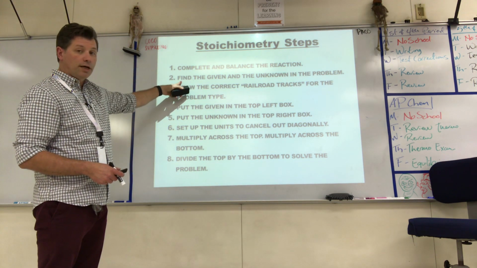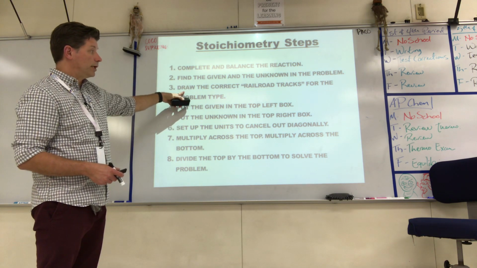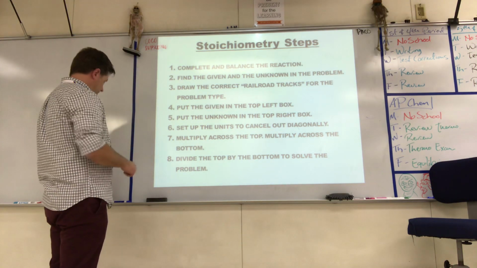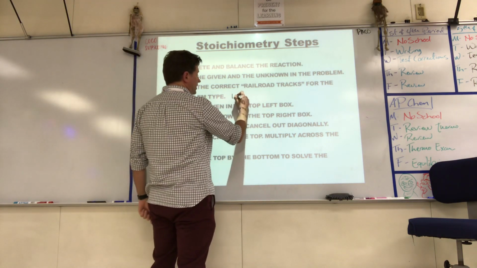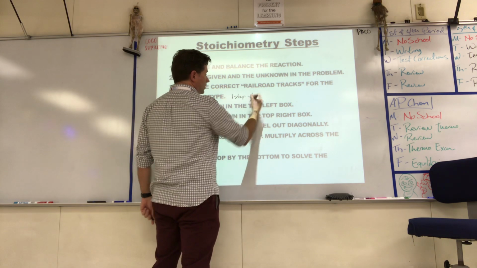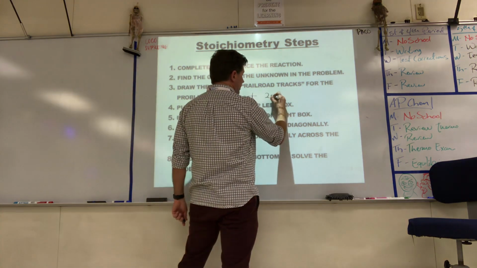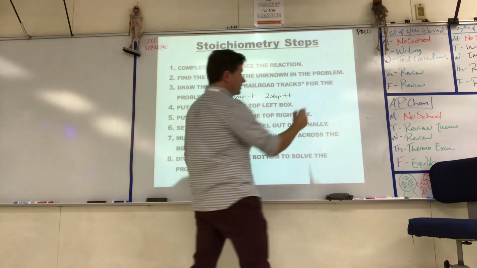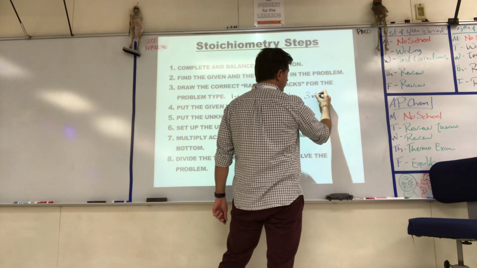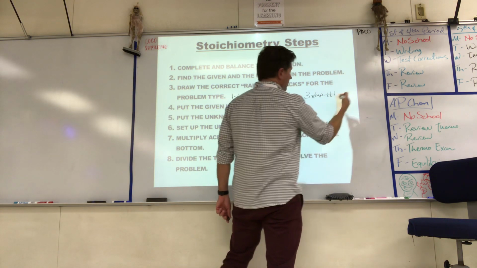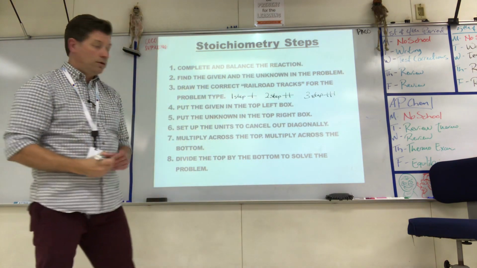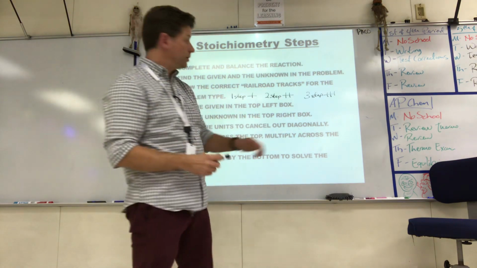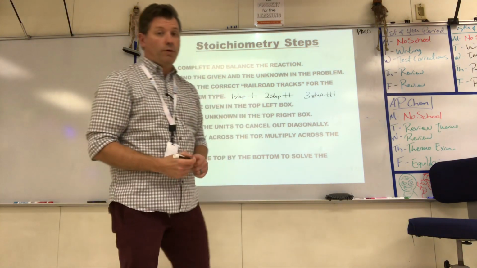Find the given and the unknown in the problem. Draw the correct railroad tracks for the problem type. If you have a 1 step, it's like that. 2 step, 2 lines. 3 step, is 3 lines. Okay? 1 step is moles to moles. 2 step is moles to grams or grams to moles. 3-step is grams to grams.